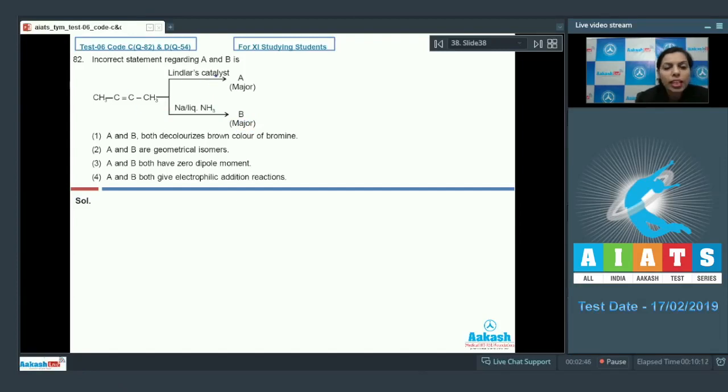If we talk about Lindlar's catalyst, we know that it's palladium adsorbed over the carbonate, and here is the formation of the product, that would be C double bond C, because alkyne is there and we are just providing hydrogen to it to form an alkene from it, and there's the formation of an alkene of this type. This is A. What about B?